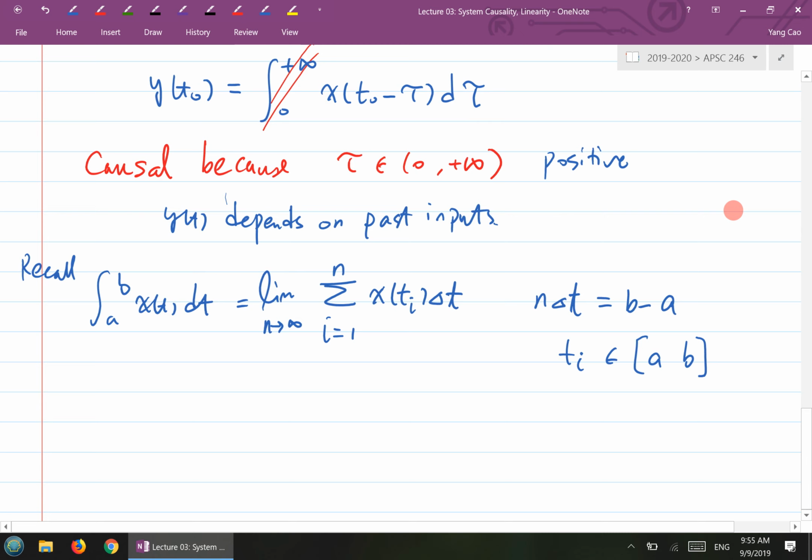Any questions so far? Okay, I'll change these questions slightly, and see if you can be tricked or not. Another simple example, very simple. Let's say y of t is the integral from 0 to t of x of tau d tau.